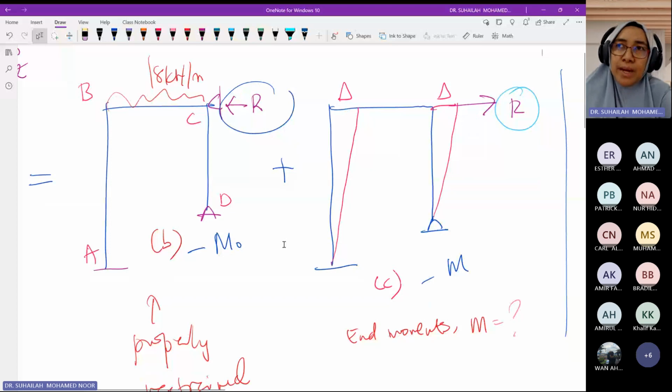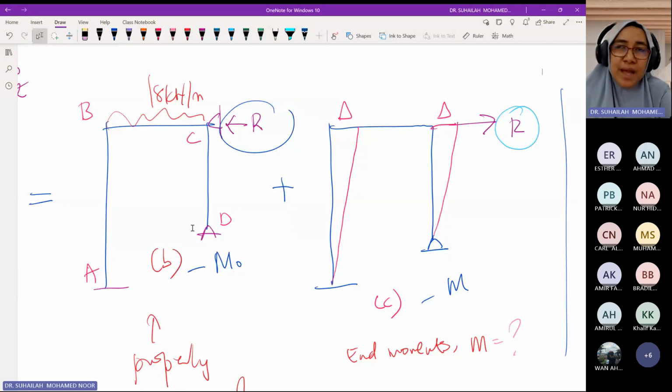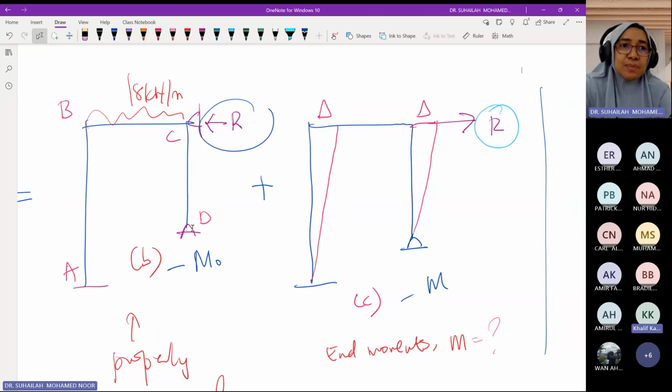Okay, so we have to have another frame due to delta only. So FEM, frame due to delta only, in diagram C. So in diagram C, it only has delta due to R in right direction. The problem is the delta is unknown, because delta in diagram C comes from the original frame. So we cannot assume this delta, we cannot assume this FEM, we cannot assume any value at diagram C. So that is why we introduce another one.